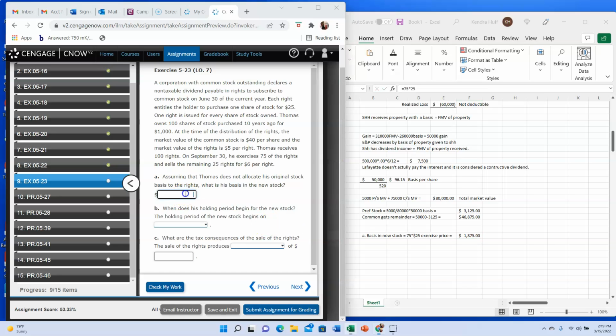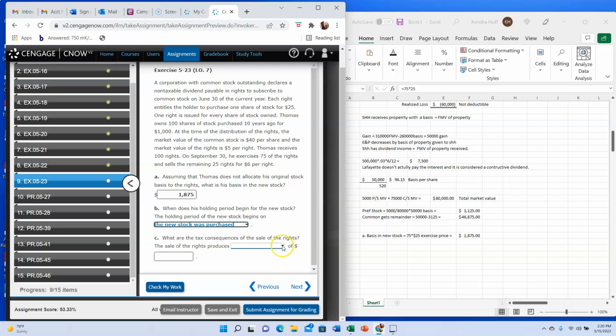So 1875. When does this holding period begin for the new stock? The holding period for the new stock begins when it's purchased. What are the tax consequences of the sale of the rights? All right. On September 30th, he exercised 75 and he sells the remaining 25 rights for $6.